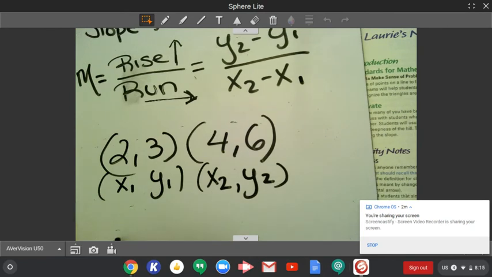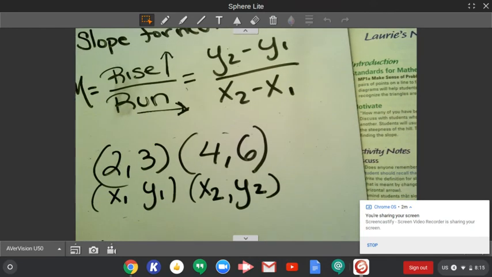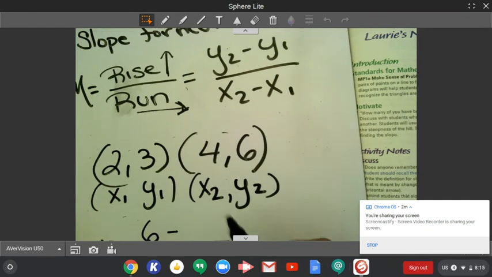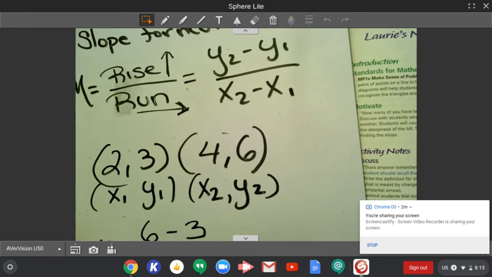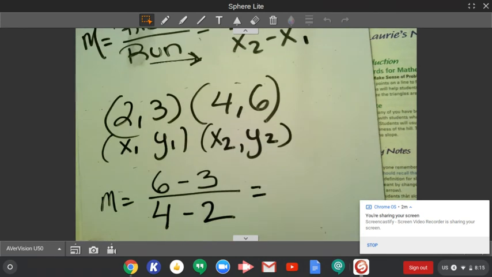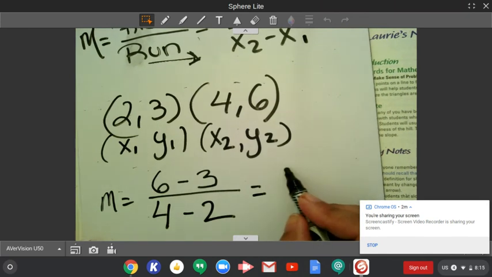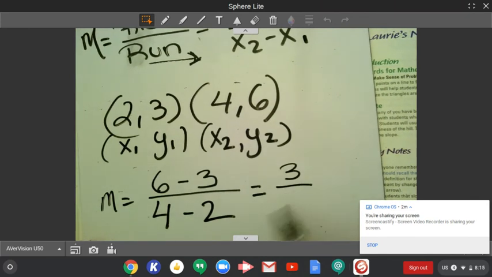All right, so now we just plug into the formula. We have our slope formula here. I'm just going to plug in. So you're going to do y2 minus y1 over x2 minus x1. And just do a little bit of integer math here. 6 minus 3 is 3. 4 minus 2 is 2.